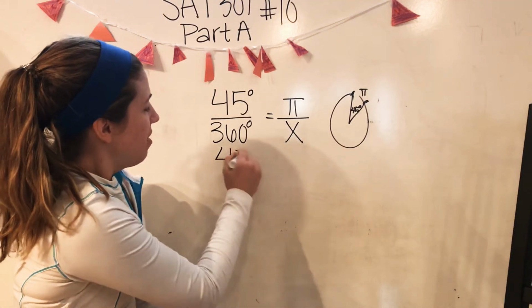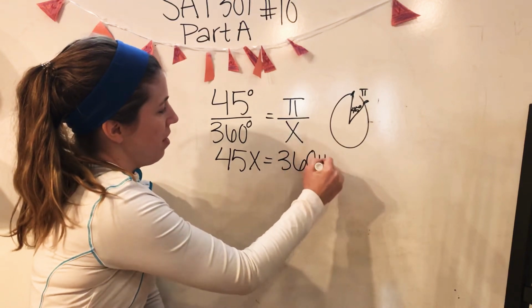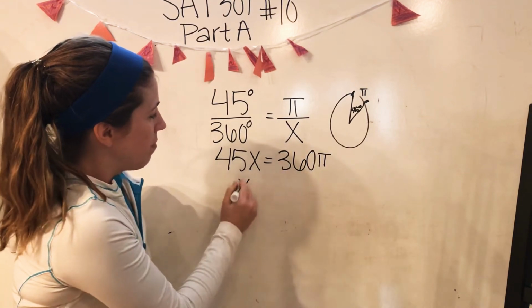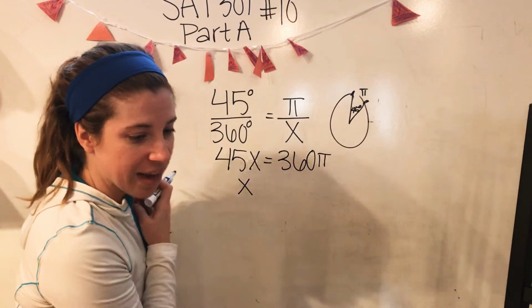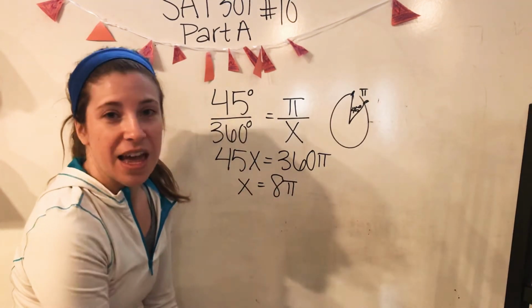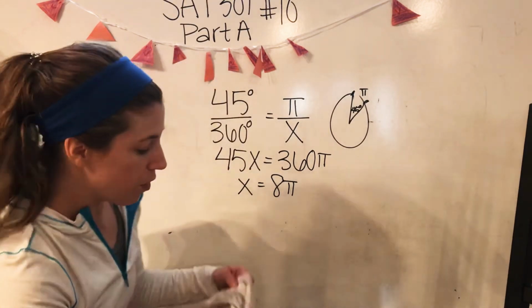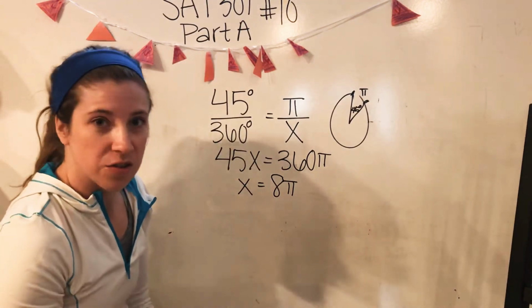Cross multiplying, we get 45x equals 360 pi. And dividing both sides by 45, we get an x value of 8 pi. So that 8 pi actually represents the circumference of the entire circle. However, circumference is not what we want. We want the radius of the circle.